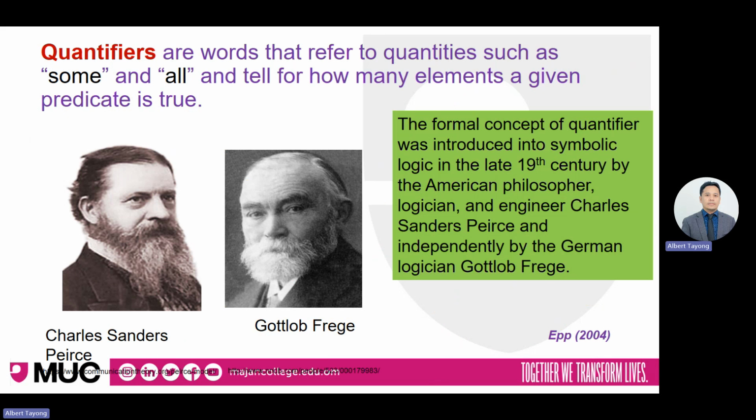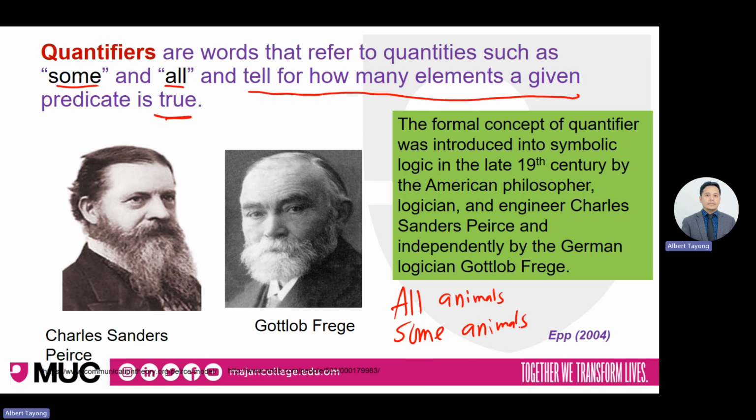Now, quantifiers. Quantifiers like some and all denote quantities. These quantifiers tell for how many elements a given predicate is true. So if it is all, it means all elements. When we say all animals, it means we include all animals in the world or in the universe. When we say some animals, it means not all. It can be one, it can be two or more, but not all.